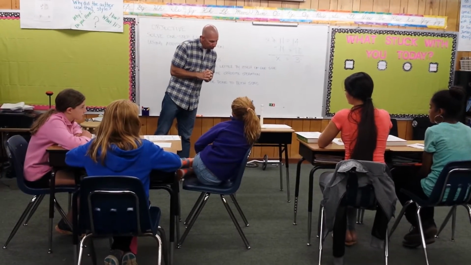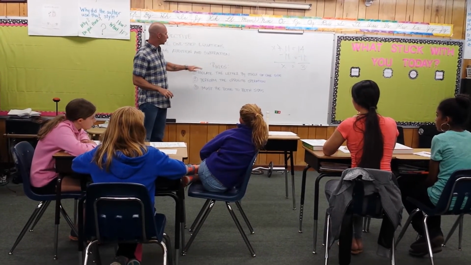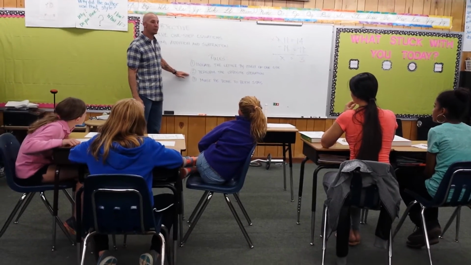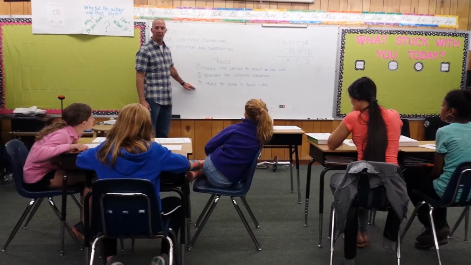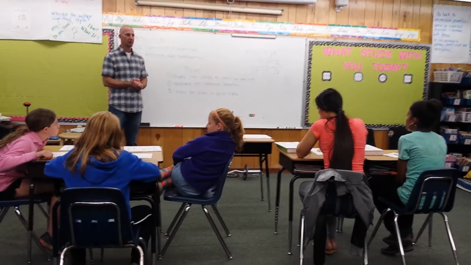And then we go over the rules. We have to isolate the letter by itself on one side. Then we have to perform the opposite operation. And then what we do to one side, we must do to the other side. Are there any questions? Any questions?